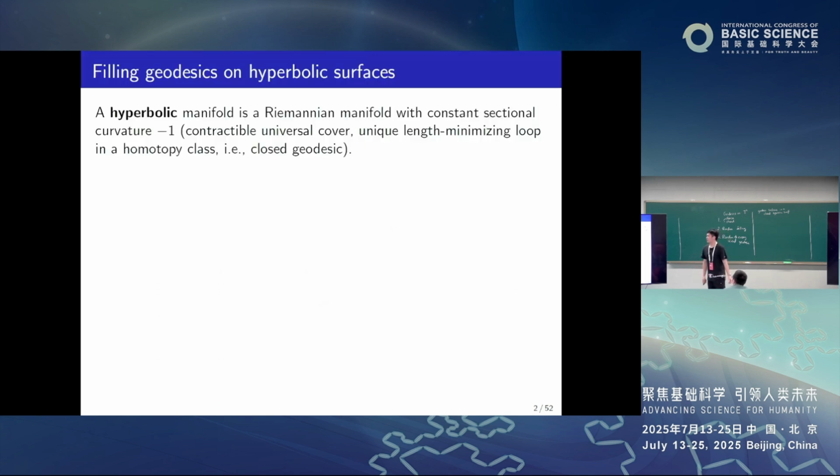So a hyperbolic manifold is a Riemannian manifold with constant sectional curvature -1. Some important properties we'll be using for hyperbolic manifold is that it has a contractible universal cover, so we use open unit ball to represent the universal cover. And every loop that's not homotopically trivial is homotopic to a unique length minimizing loop, which is the closed geodesic. Both the uniqueness and the length minimizing property do not hold in the sphere case.